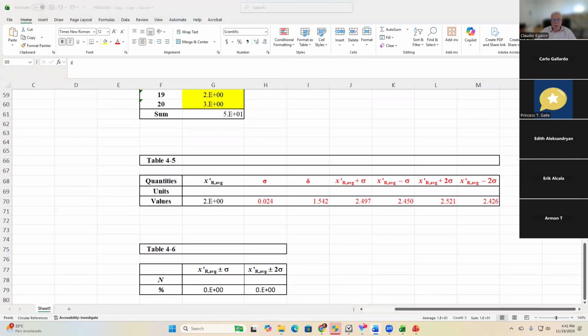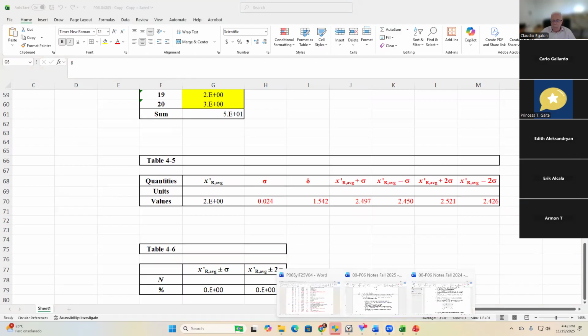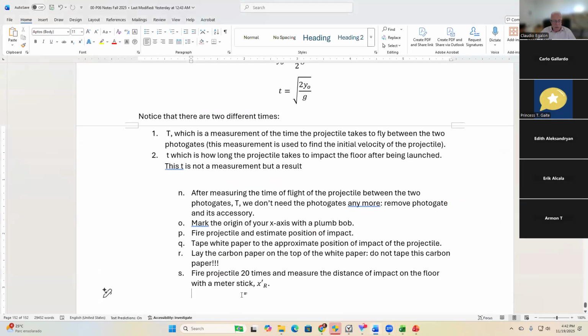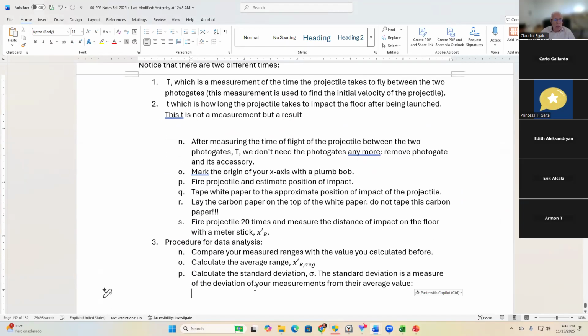And we're going to analyze this data. Procedure for data analysis. There is no graph that you're going to plot, right? So this is going to be a simpler experiment.